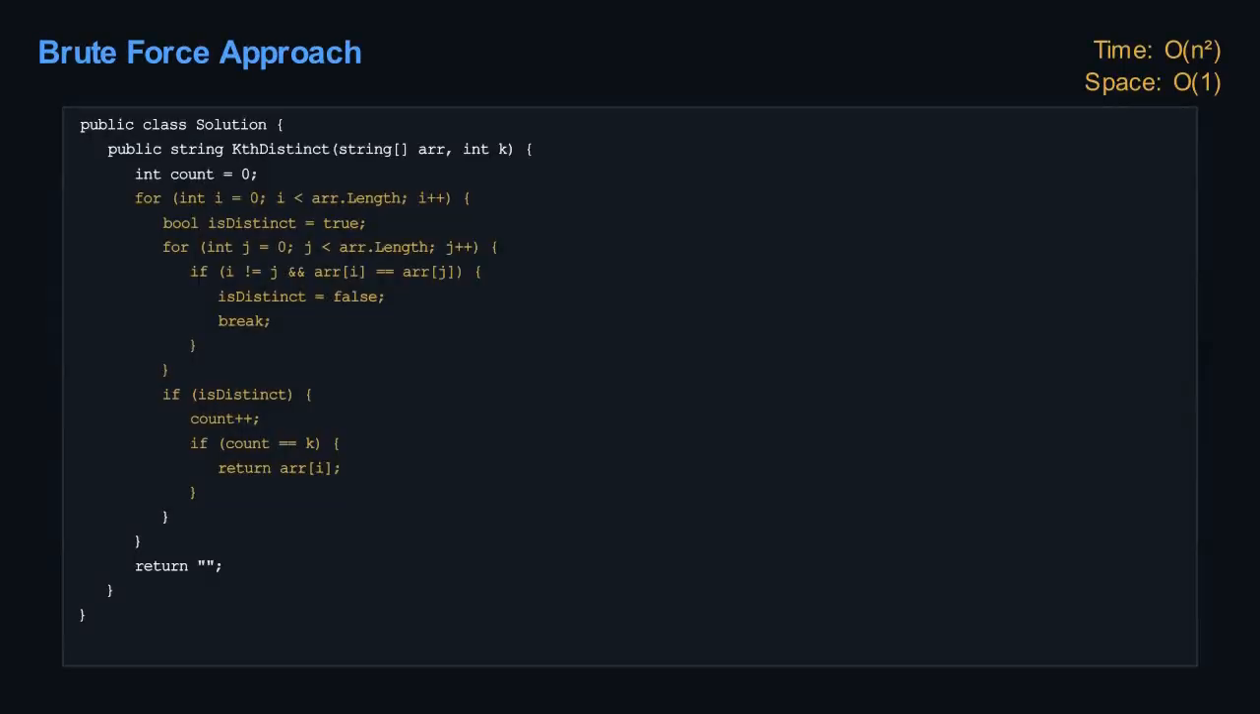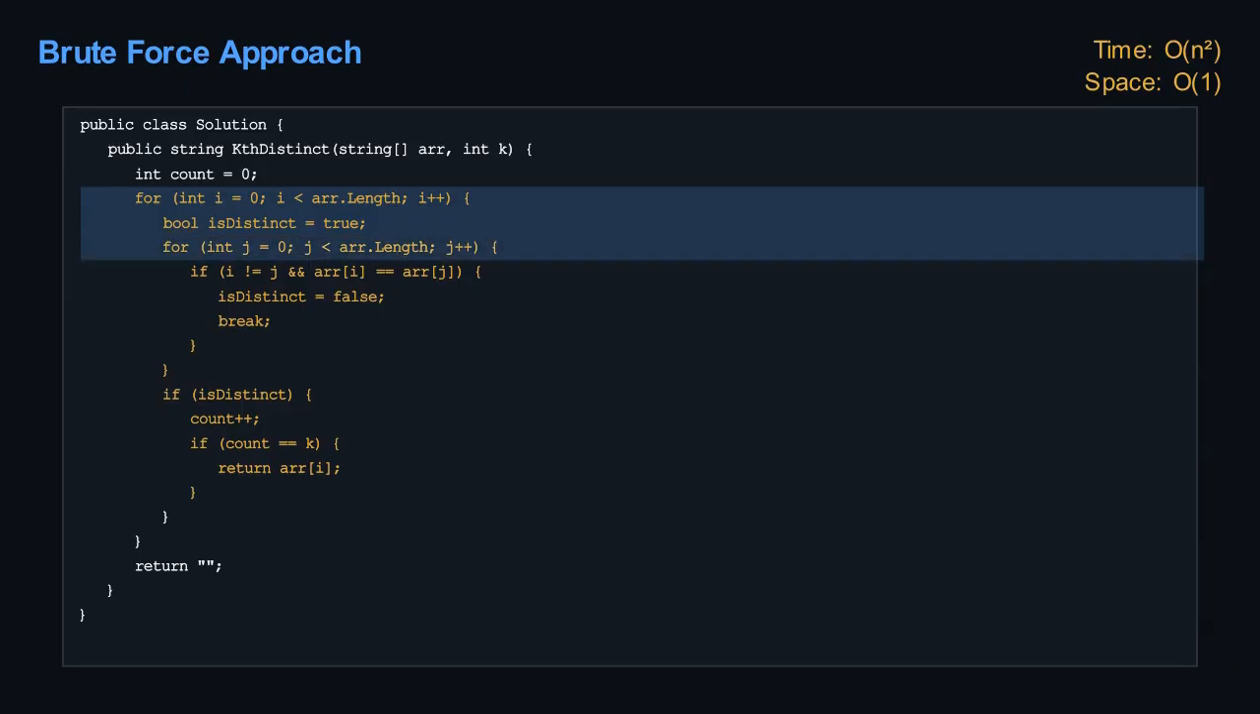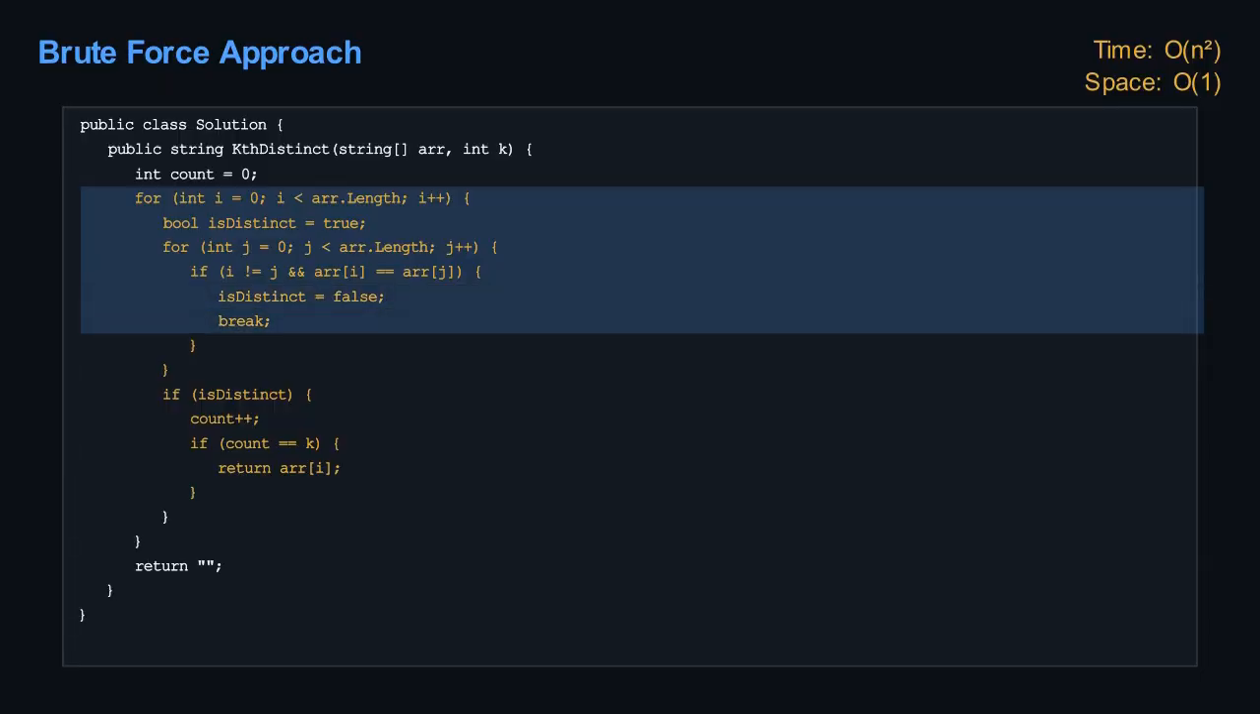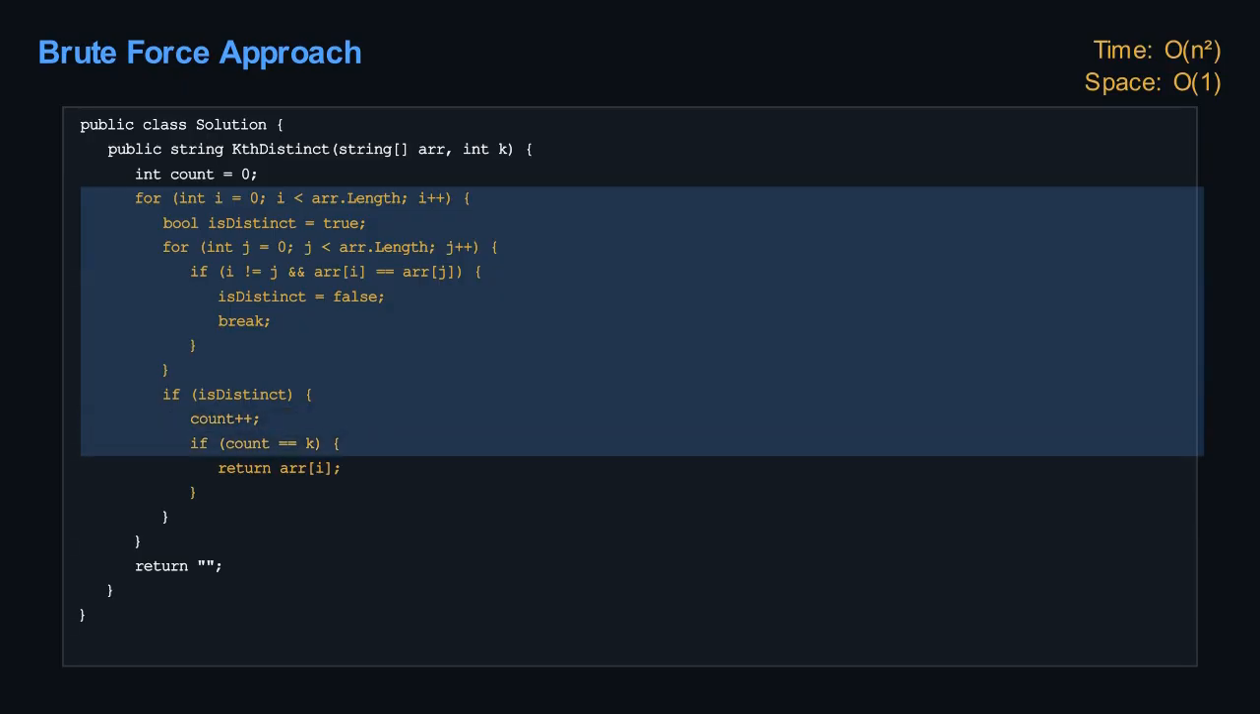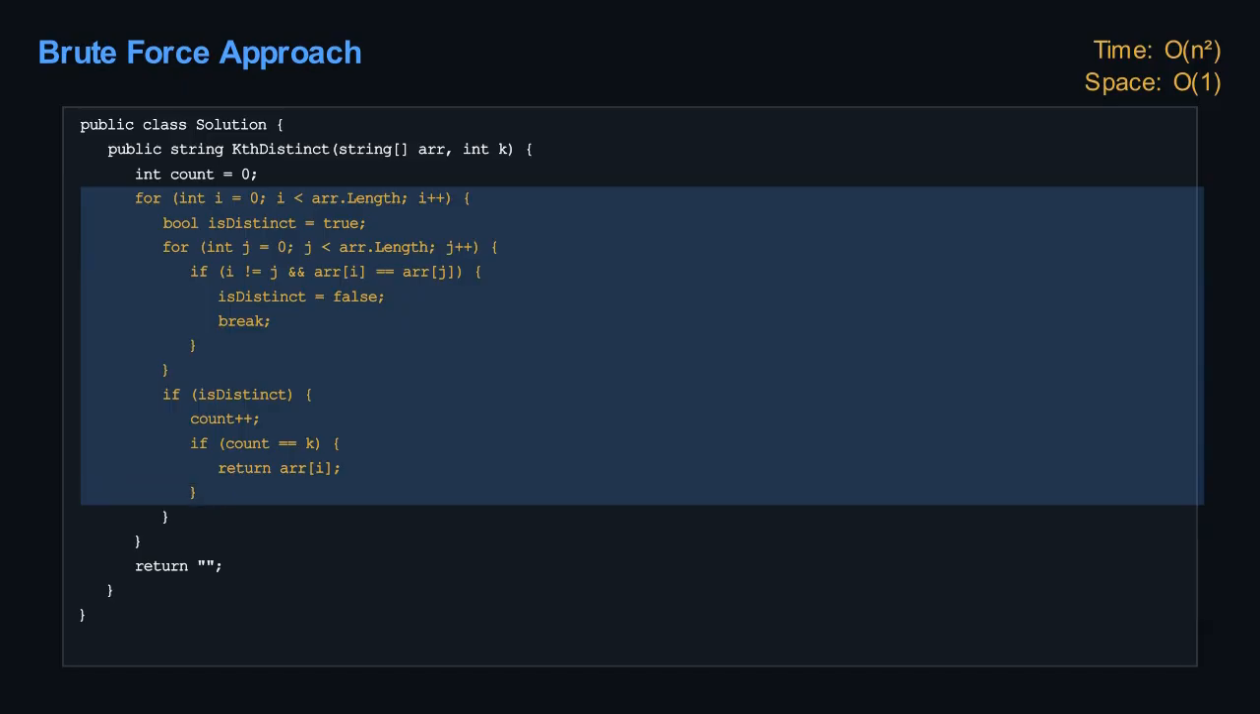A naive approach would involve iterating through the array. For each string, we then iterate through the entire array again to check if it's distinct. If it is, we increment a distinct count. Once our count equals k, we return that string. This means for every element, we perform another full scan. This nested loop structure leads to an inefficient time complexity of O(n squared), as we're repeatedly searching the array. Space complexity is big O of 1, constant, since we're only using a few counter variables.